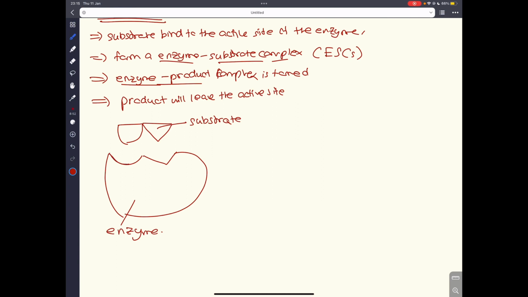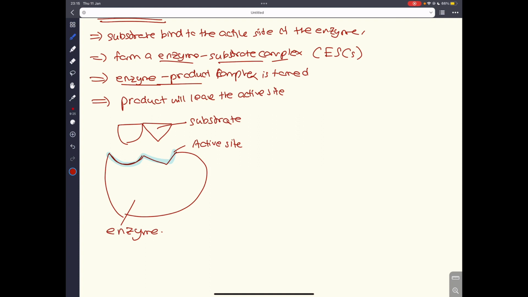Now this region right here, let me highlight this for you. This region is called the active site, and this is where the substrate is going to bind to the enzyme. Note that this whole diagram is drawn in 2D, while all proteins and molecules are actually 3D in nature. So this is a very oversimplified diagram, but it helps you to understand it really well.